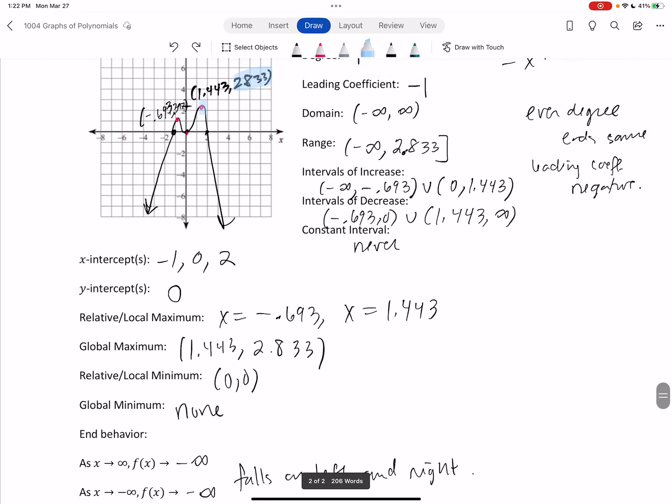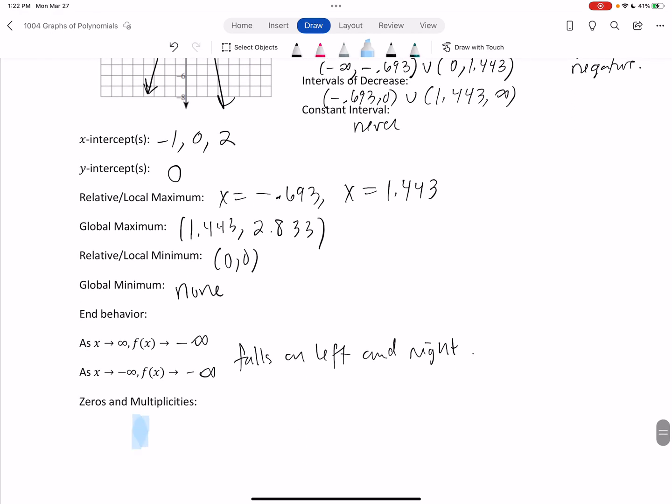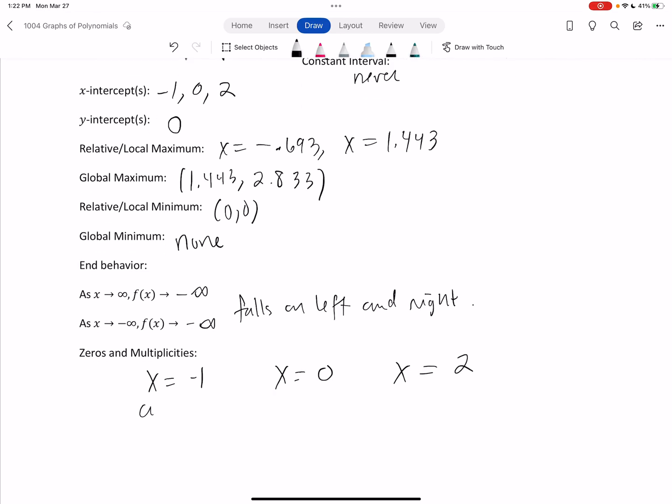Okay, and then the zeros and the multiplicities. Remember, I had three zeros: x equals -1, x equals 0, and x equals 2. At -1, it crossed. At 2, it crossed. And at 0, it bounced. Crossing means it has an odd multiplicity, so we could say multiplicity 1. Bouncing means it has even multiplicity, so we could say 2. And this, again, crossing means odd multiplicity 1.